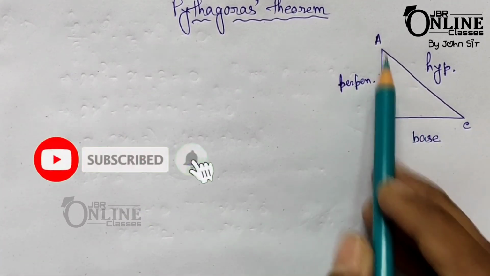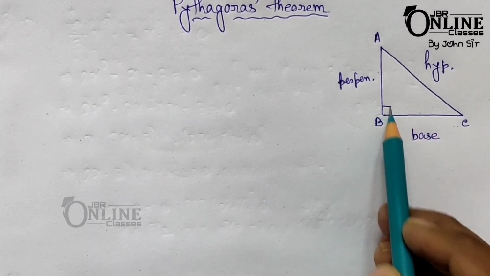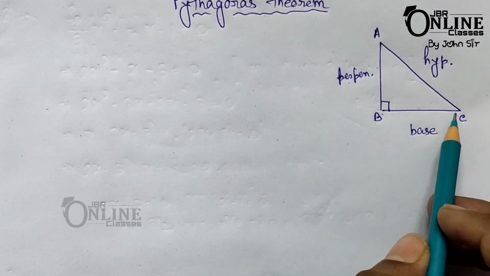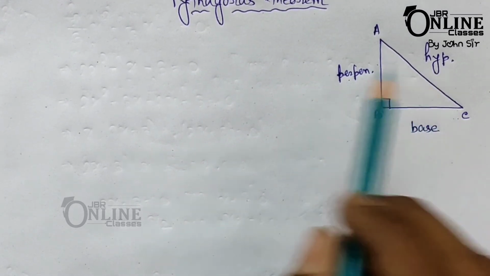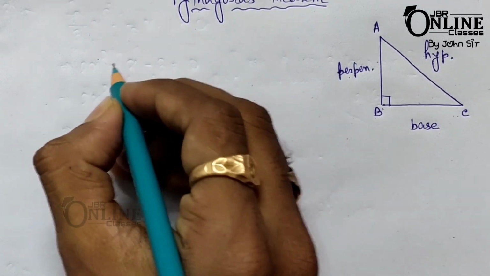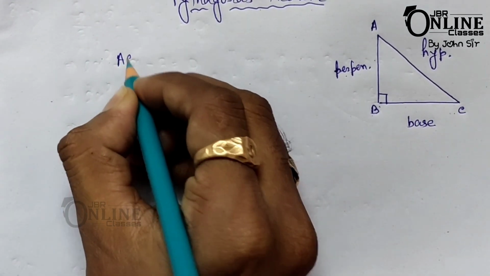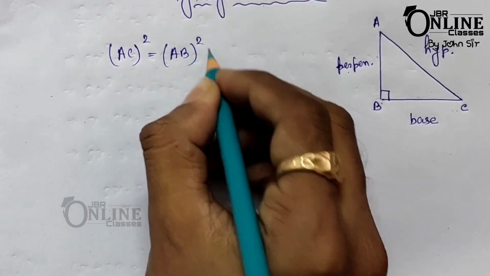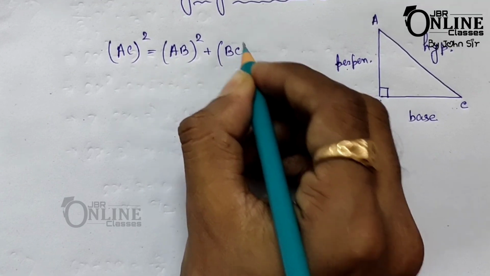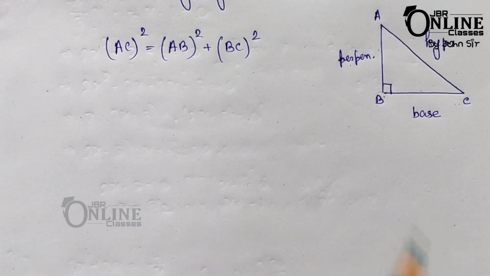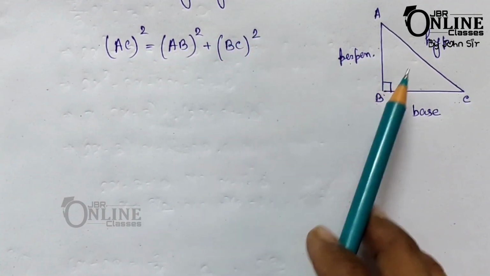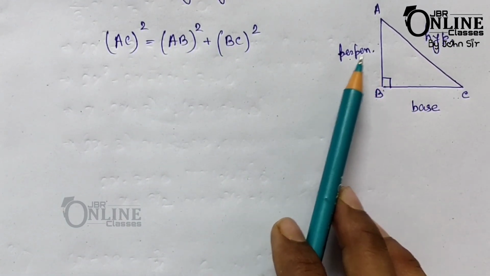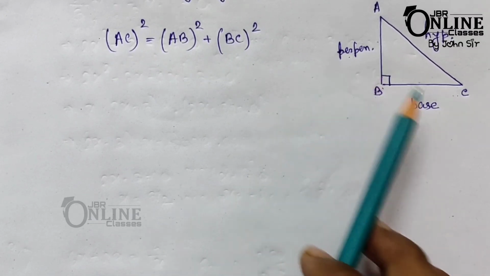So here ABC is a right angle triangle, suppose B equal to 90 degrees. So here AB equal to perpendicular, BC equal to base and AC equal to hypotenuse. So according to Pythagoras theorem, hypotenuse square, that means AC square, equal to perpendicular square, that means AB square, plus BC, that means base square. Okay, so that is Pythagoras theorem. It tells that hypotenuse square is equal to the summation of perpendicular square and base square.